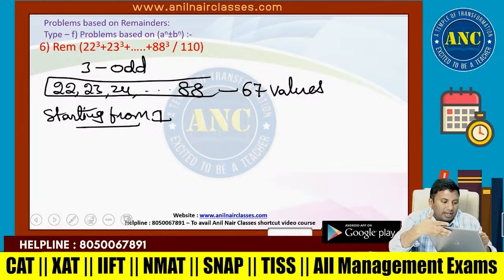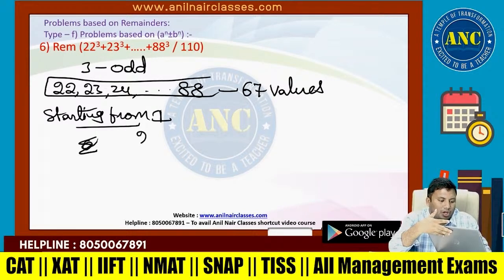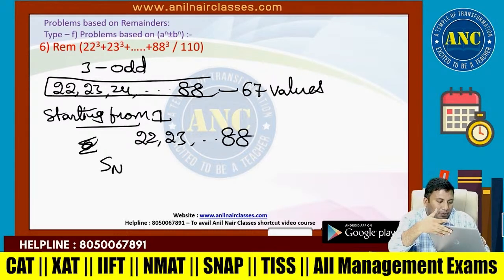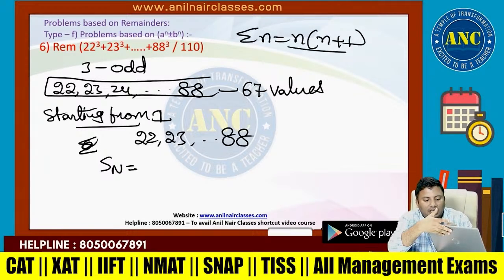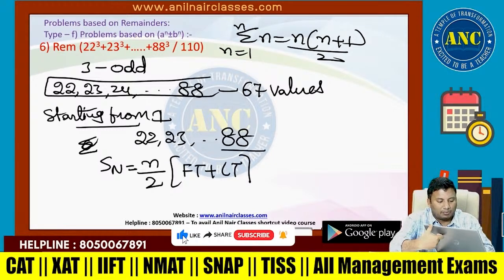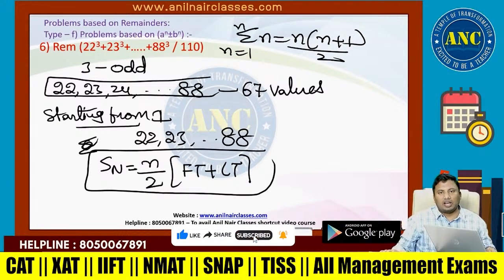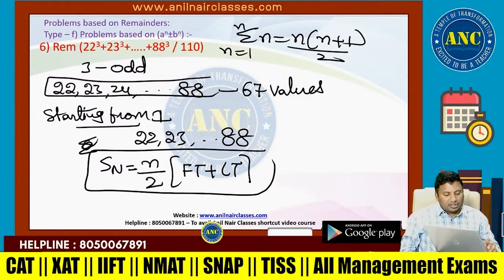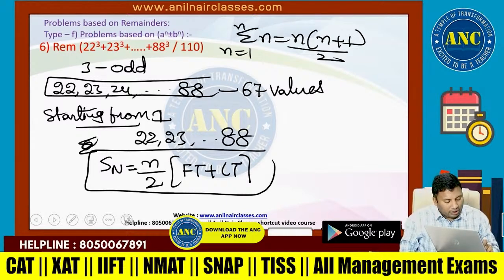Similarly here, it is divisible by 22, 23 till 88. The series is in arithmetic progression. I told you that the sum of the first n natural numbers is n into n plus 1 by 2. But here it is n by 2 into first term plus last term. Use this concept. I hope it is clear. Next one. Use this concept. Don't use n into n plus 1 by 2.